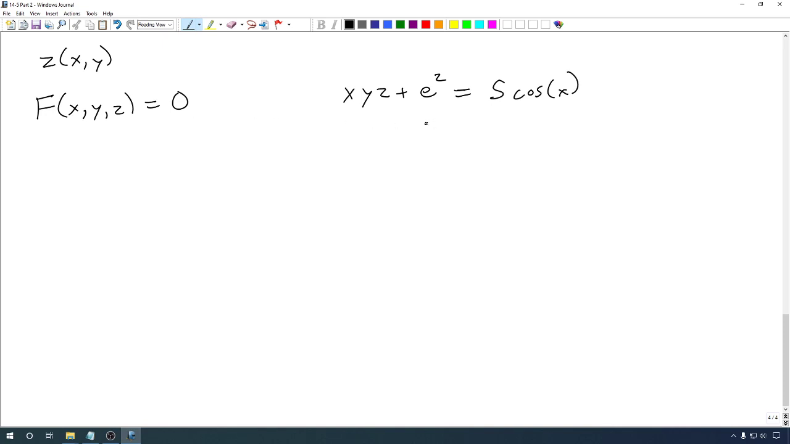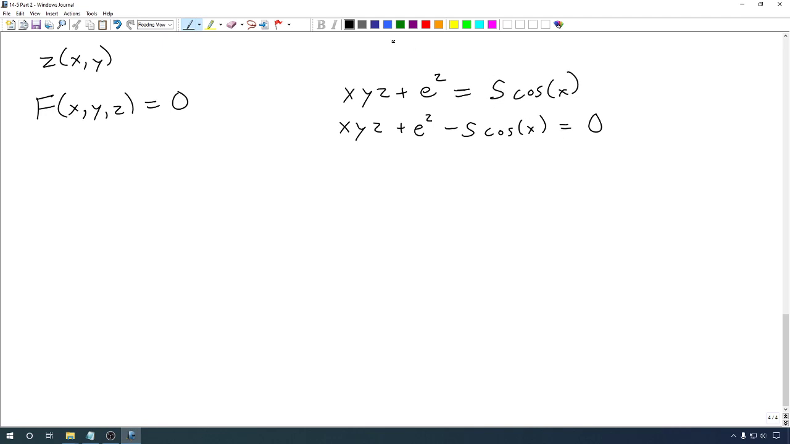So once again, we have a formula for x, y, and z, relating them to each other. We can't really solve for z very easily, but that doesn't mean that z can't be described as a function of x and y. It's just defined implicitly. The fact that we have 5 cosine over on this side, that it's not equaling 0, doesn't really matter. We can easily just move terms that are on this side over to the other side. We can just rewrite this as xyz plus e to the z minus 5 cosine of x equals 0.